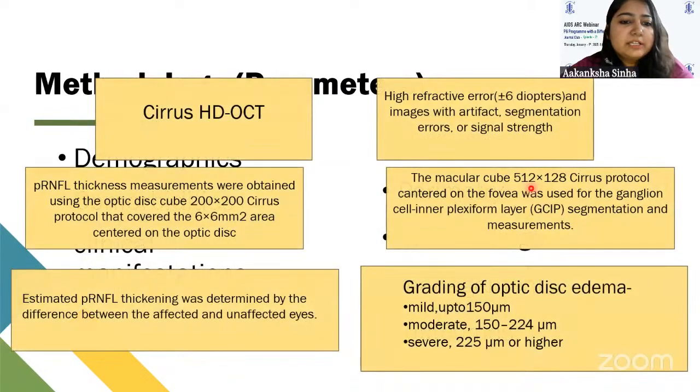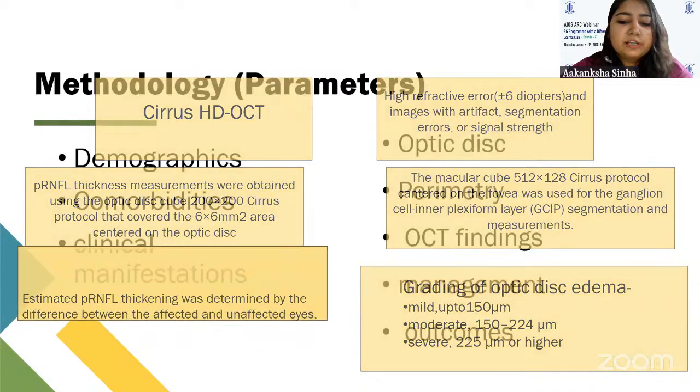Moving to OCT, Cirrus HD OCT was done, in which the artifacts were excluded and peripapillary RNFL thickness was measured with the 200 by 200 Cirrus protocol covering a 6 by 6 millimeter square area, centered on the optic disc. Along with that, a macular cube scan of the 512 by 128 Cirrus protocol was done to assess the GCIP segment measurements. An important term used in this is estimated peripapillary RNFL thickening, which was identified as the difference between the affected and unaffected eye. And accordingly, the grading of optic disc edema was done as mild, moderate, and severe.